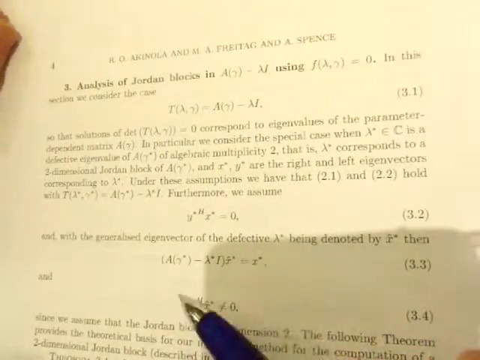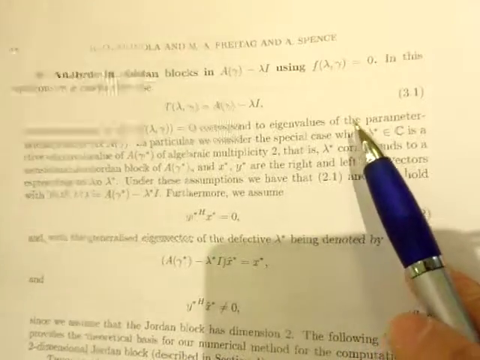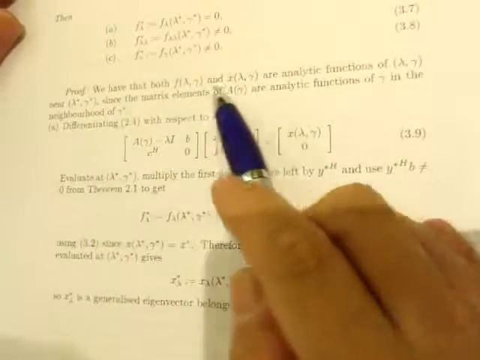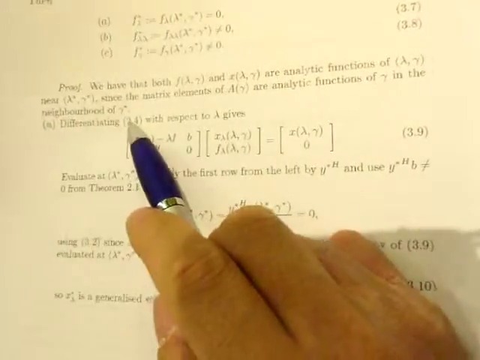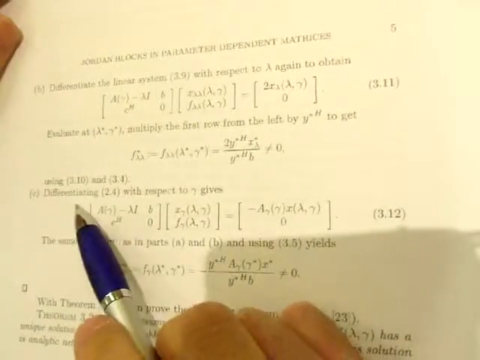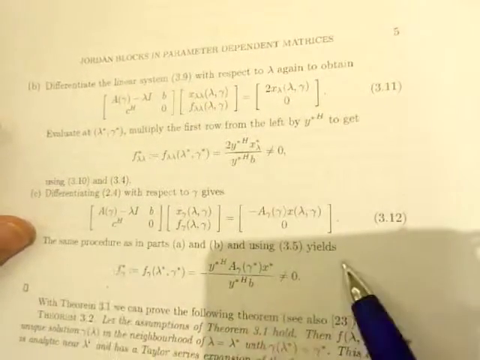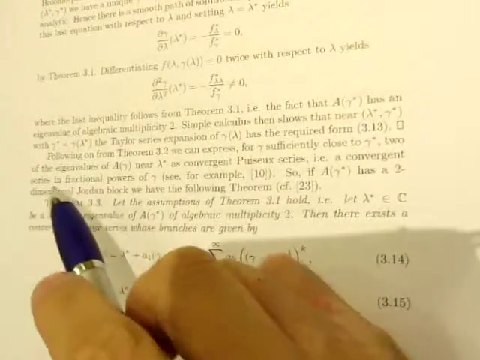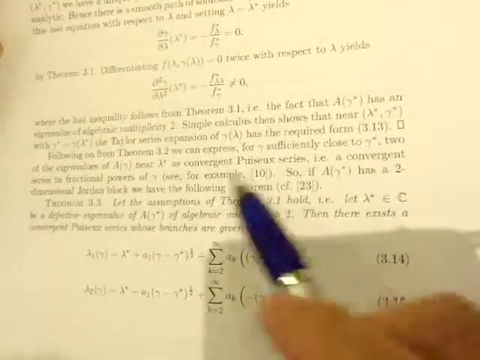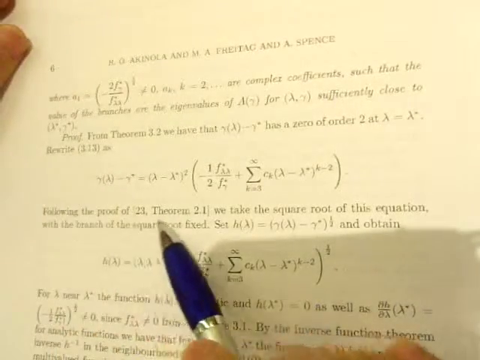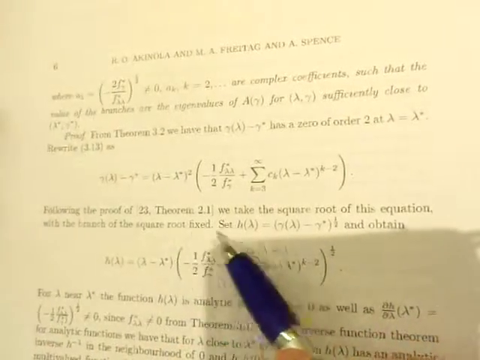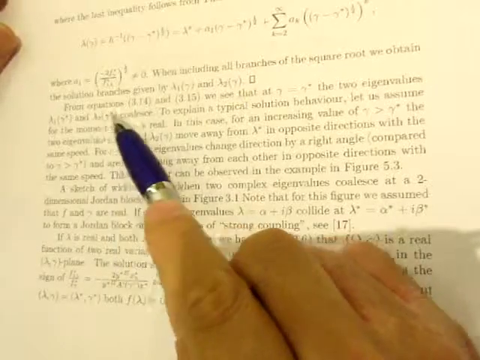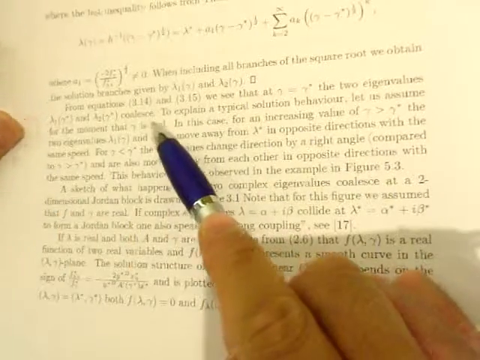Generalizing, the defect equals the Jordan block dimension. We have both the analytical function near the matrix elements, an analytical function in a neighborhood. Differentiating, we represent the same first part. Following from the theorem, we can expect it is sufficient to choose the eigenvalue component. Following the proof, take square roots of the equation with the branch of the square root field. From the equation we see the eigenvalue.